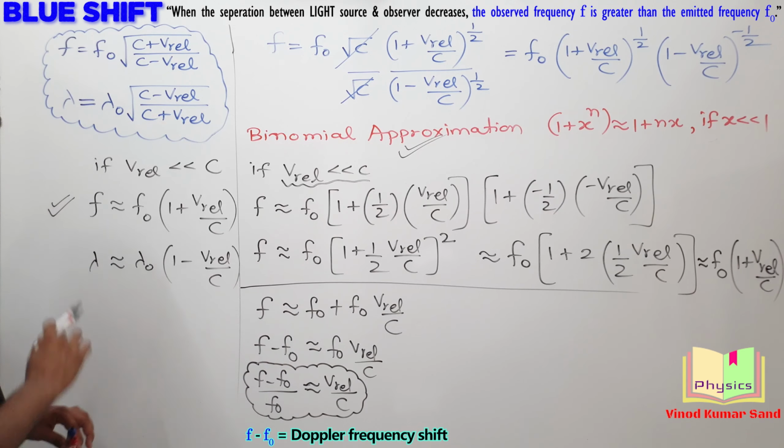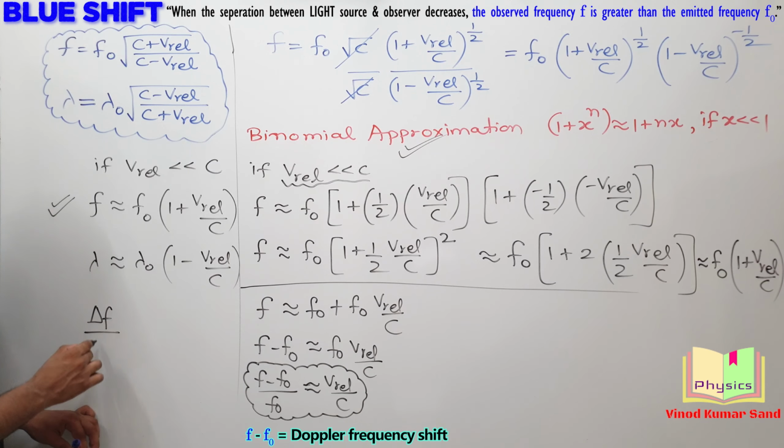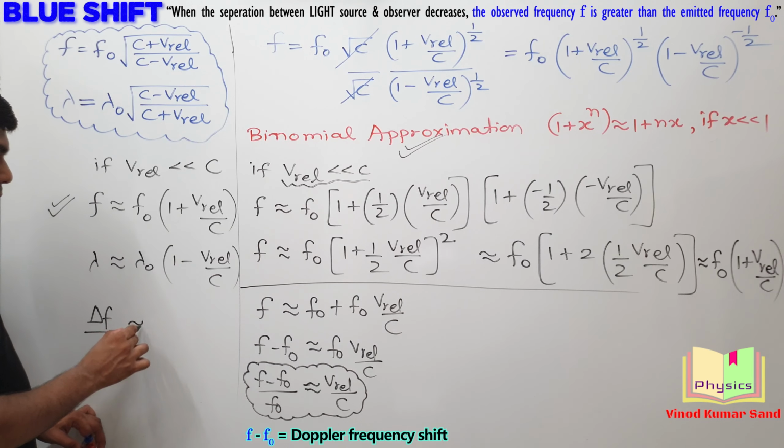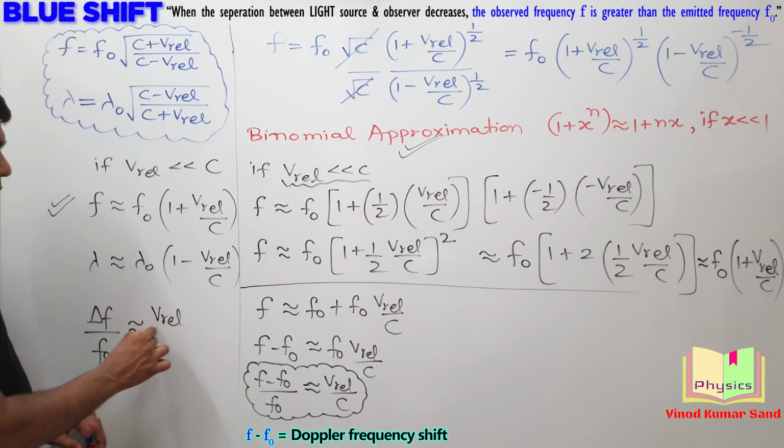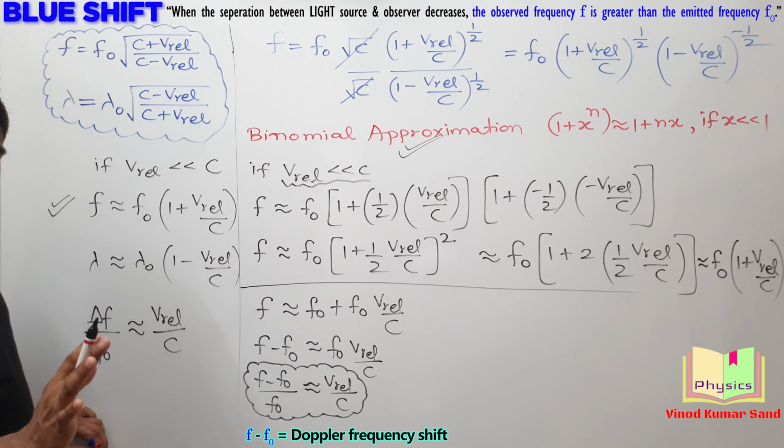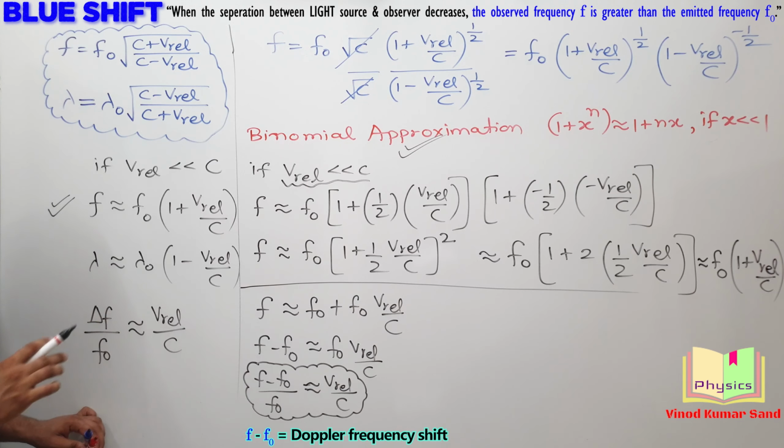I can write that formula here in this format: delta f divided by f naught is almost equal to v relative by c. Do you agree with this? Can we obtain a similar formula for the lambda?